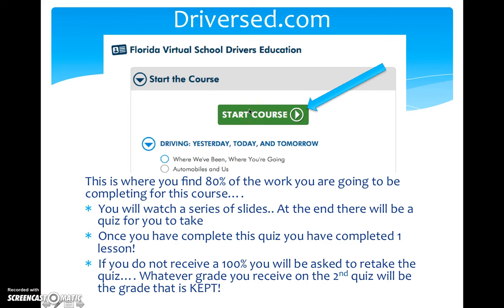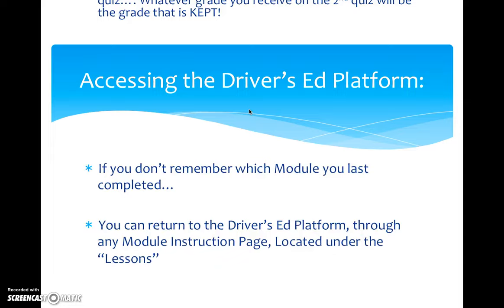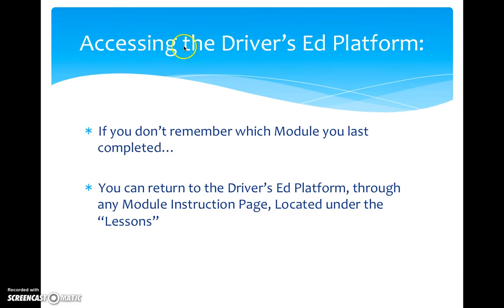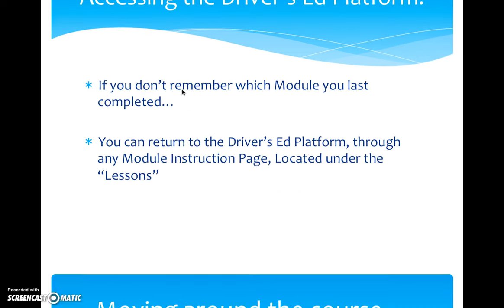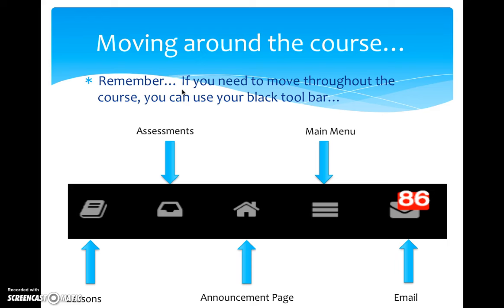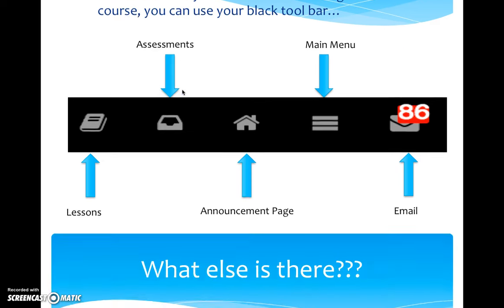You're going to click the green Start the Course button, and it's going to take you right where you need to go. If you log out, it'll stop you on the Driver's Ed platform, and then you come back and you're like, oh, I don't remember where it was. If you click on any of the modules, it'll take you back to that, and you can click on Driver's Ed Platform, and it'll take you right back to where you left off. So no need to stress too much about it. Once again, moving around in the course, those are our 5 little toolbars. Just keep that in mind as you go through.